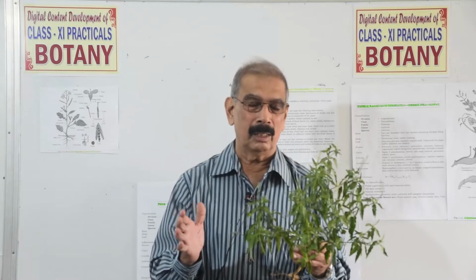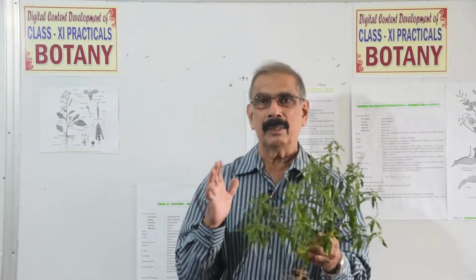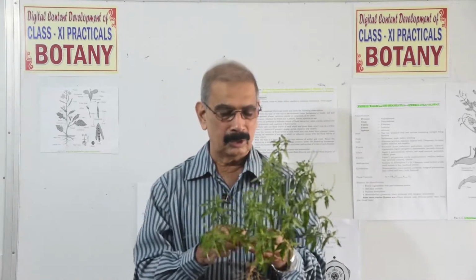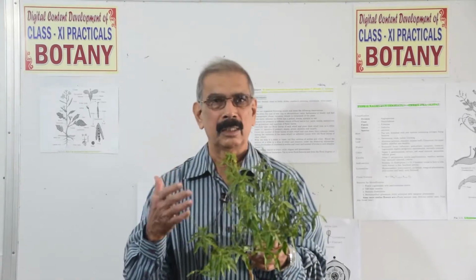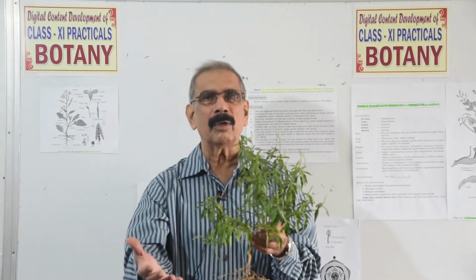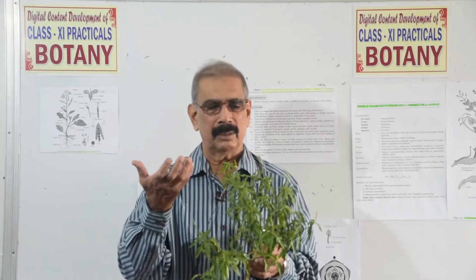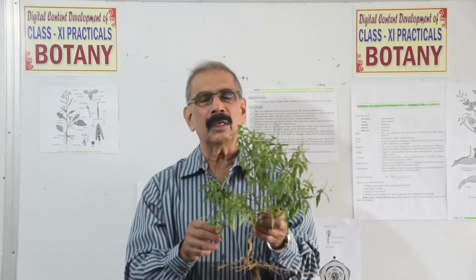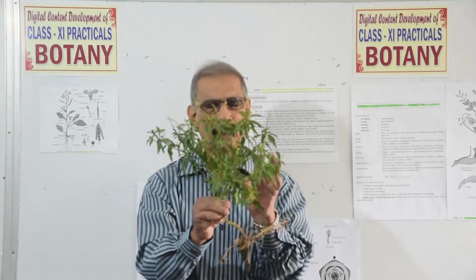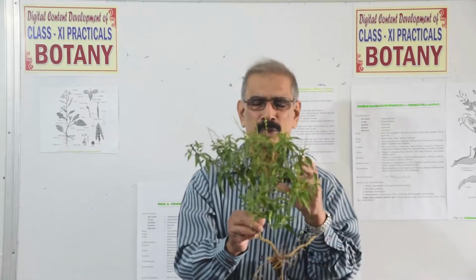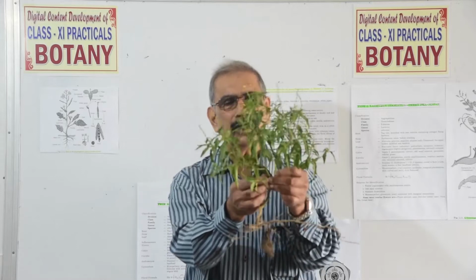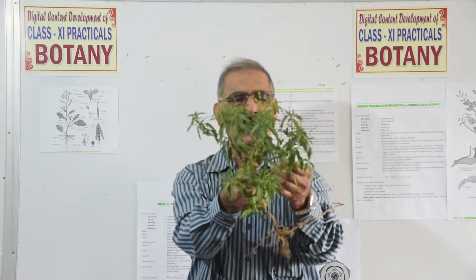So a candidate, a student, a beginner in the practical, should learn what these are. Shoot system is the ascending organ. It is growing towards the sunlight. Root system grows away from the sunlight, shoot system grows towards the sunlight. And shoot system has stems. So this is the stem. This is a somewhat stunted, small bushy plant, and these are the branches. So very good branches are there.